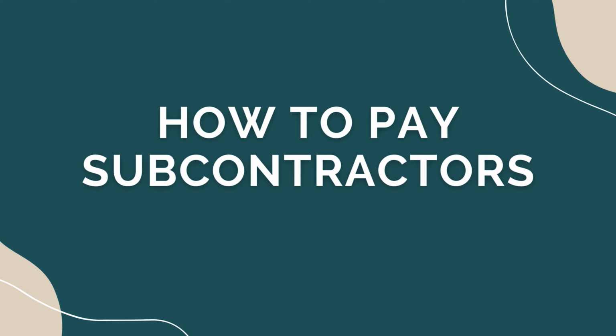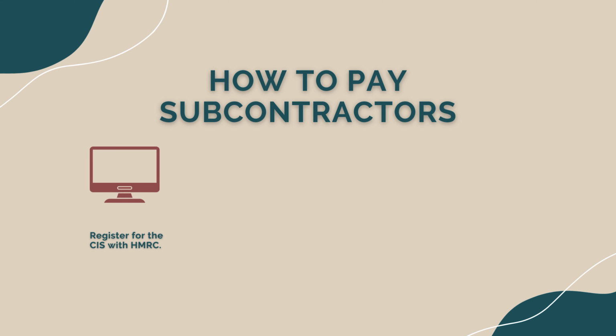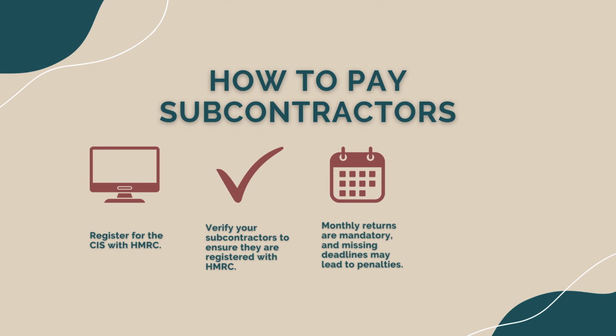How to pay subcontractors. Now, let's break down the process of paying subcontractors under CIS. If you're a contractor, you must first register for the scheme with HMRC. Once registered, verifying those subcontractors becomes crucial to ensure that they are registered with HMRC. It's important to note that tax rates differ for contractors and subcontractors. Monthly returns are mandatory and missing deadlines may lead to penalties. Contractors issue vouchers indicating the deductions made and then pay the sum to HMRC.